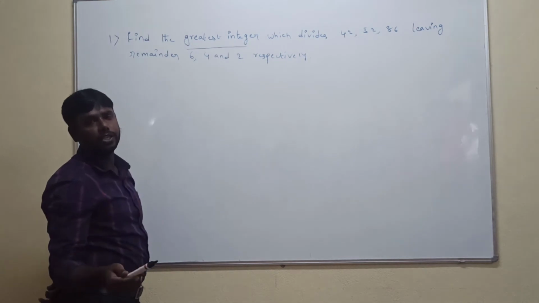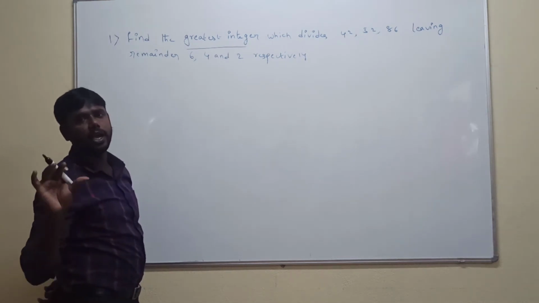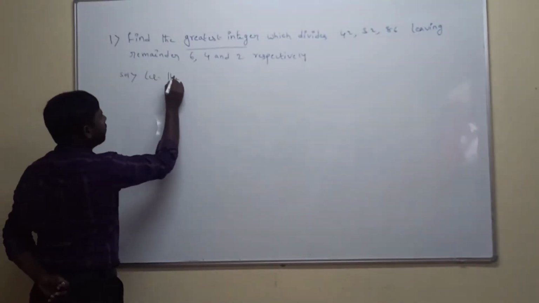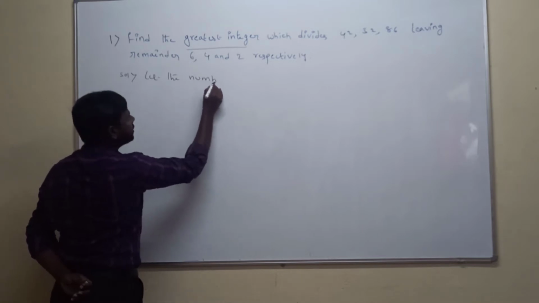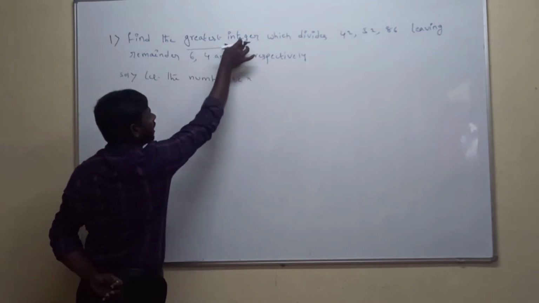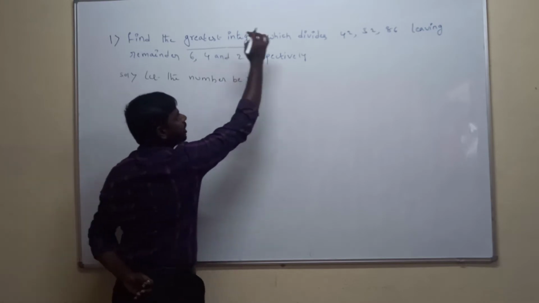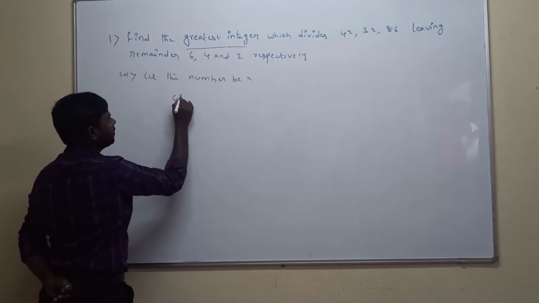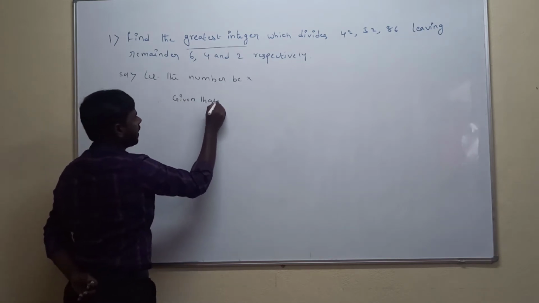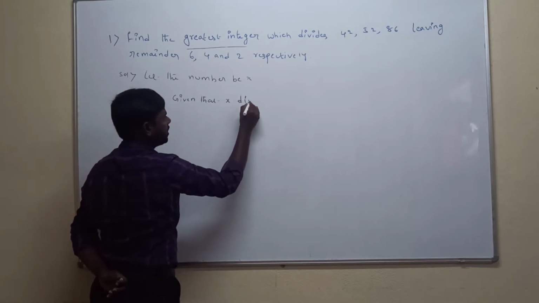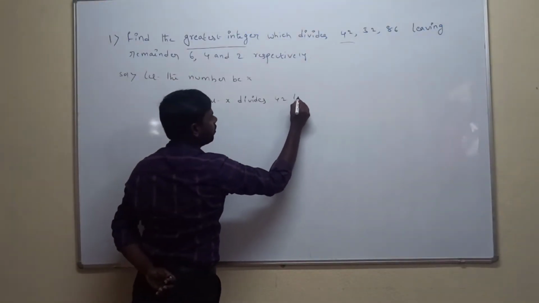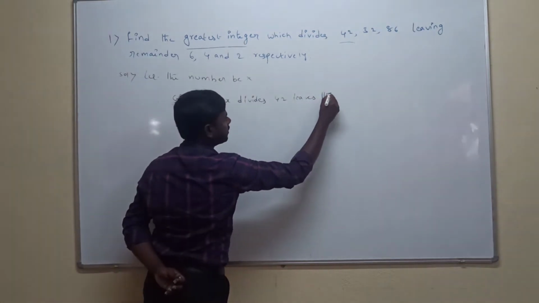We don't know the greatest integer. That's why we are assuming the greatest integer to be x. Solution: let the number be x. The greatest integer we are assuming is x. Given that x divides 42, leaving the remainder 6.